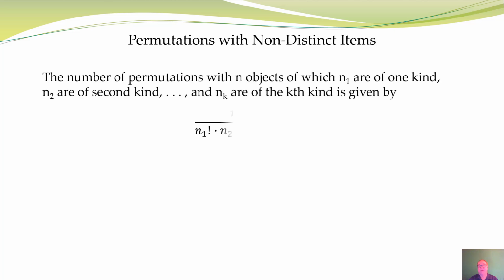All right, now we want to talk about permutations with non-distinct items. The number of permutations with n objects, of which n1 are of one kind, n2 are of a second kind, and nk are of the kth kind, is given by n factorial over n1 factorial times n2 factorial all the way down to nk factorial, where n equals n1 plus n2 plus all the way down to nk.